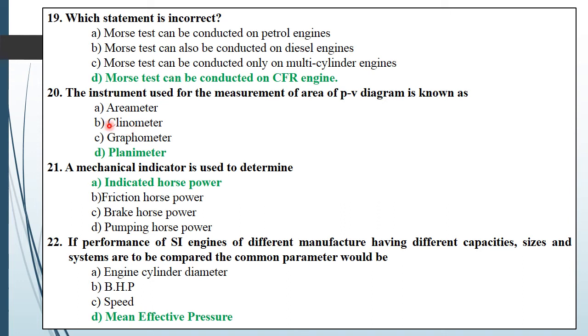Next, the instrument used for the measurement of area of pressure volume diagram is known as: areometer, clinometer, graphometer, planimeter. So option D is correct, the planimeter. The instrument used for the measurement of area of pressure volume diagram is known as planimeter.